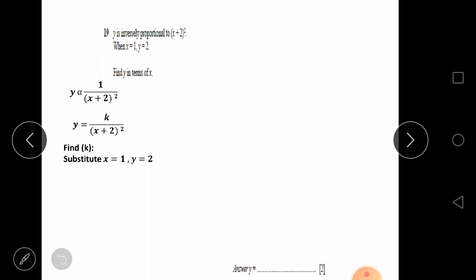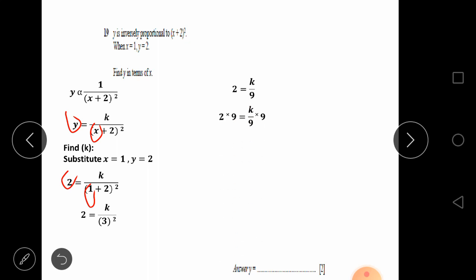And then we substitute these two values: 2 instead of y here and 1 instead of x here. So we will be left with 2 equals k over 3 squared, which will be 2 equals k over 9. By multiplying both sides by 9, we will get k equals 18, and we rewrite the formula again here.